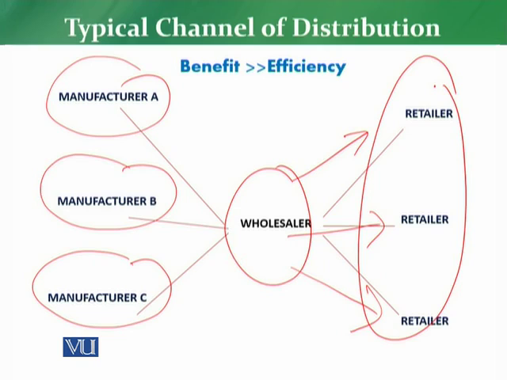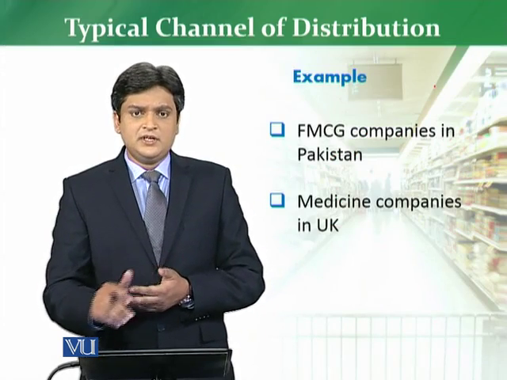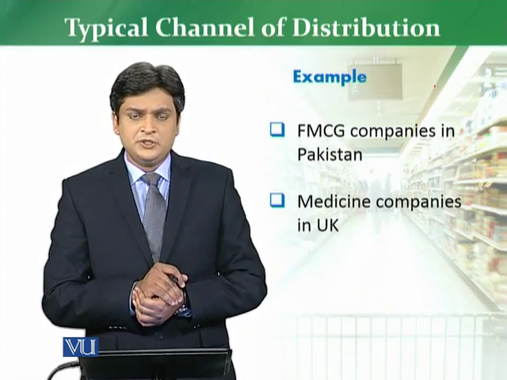So the best possibility is that different manufacturers sell their products to different wholesalers, and those wholesalers approach different retailers, and those retailers have an assortment of all kinds of customers, and they sell those products to the end consumer. A good example is Pakistan, and one example is related to the UK, which I have mentioned here.